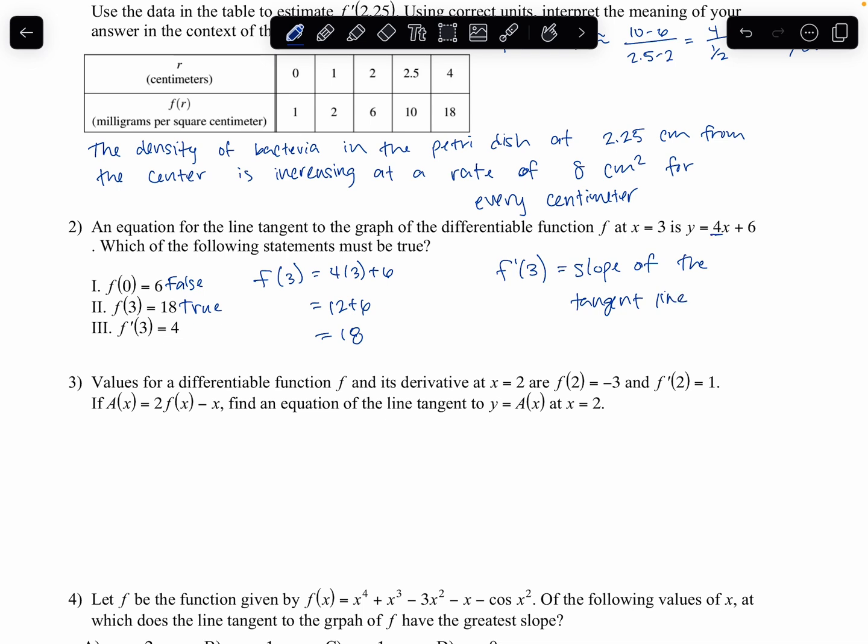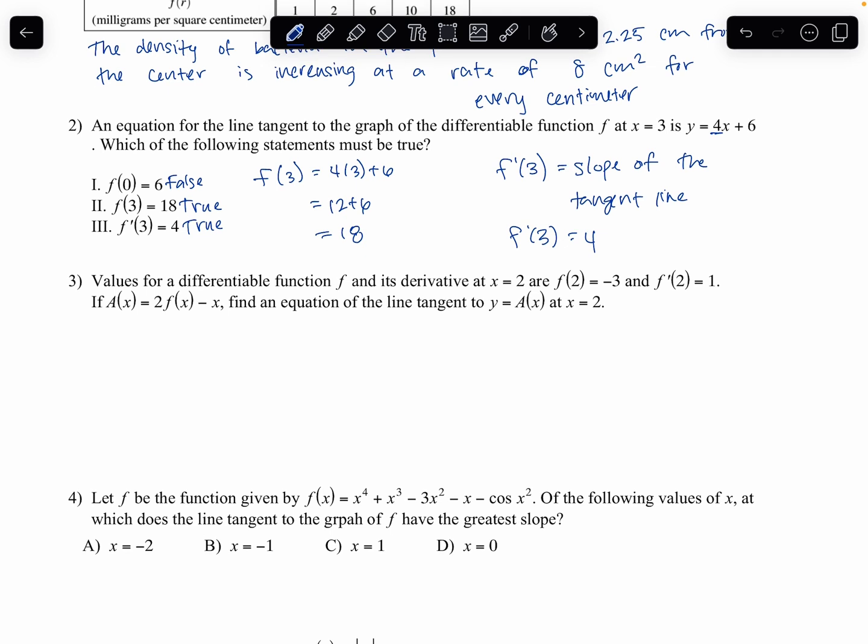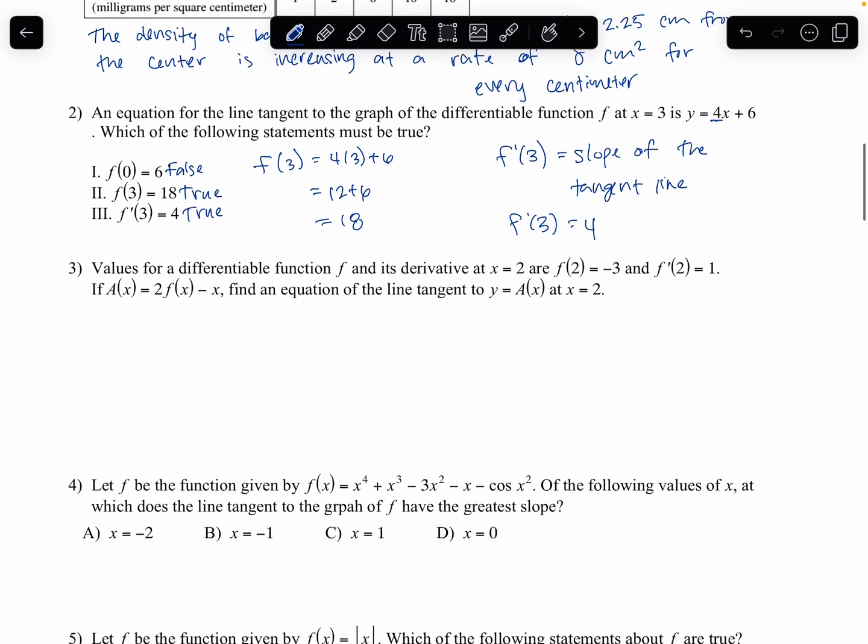And that's 4. So f prime of 3 is going to be equal to 4. So this is also going to be true. All right, for number 3, values of a differentiable function f and its derivative at x equals 2 are f of 2 equals negative 3 and f prime of 2 equals 1. If a of x is equal to 2f of x minus x, find an equation of the line tangent to y equals a of x at x equals 2.